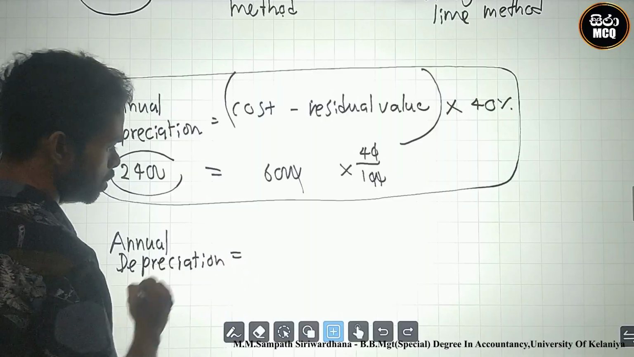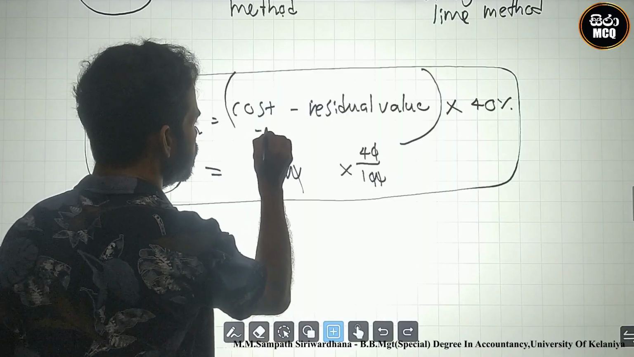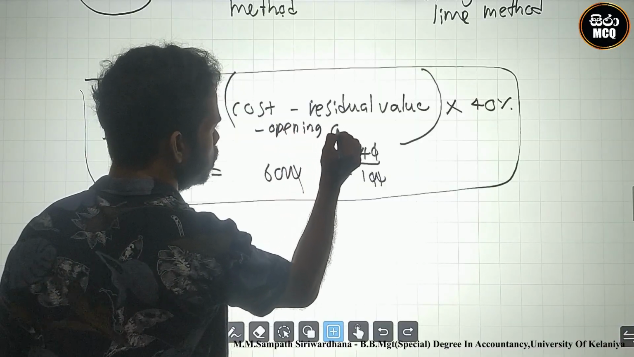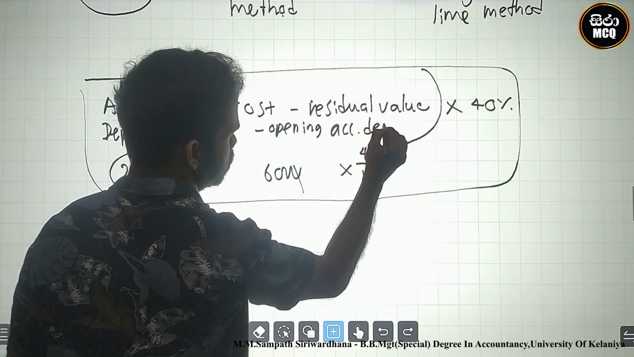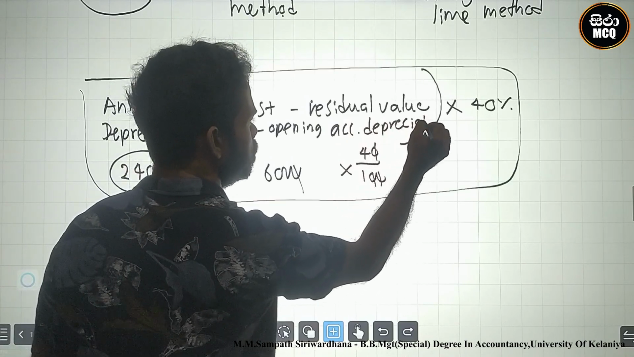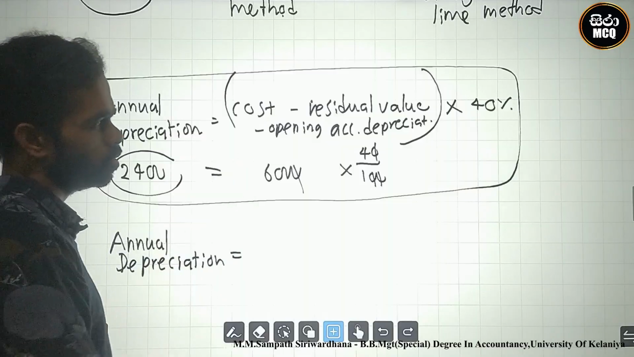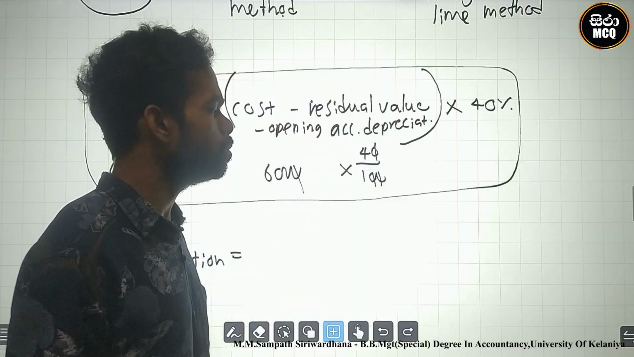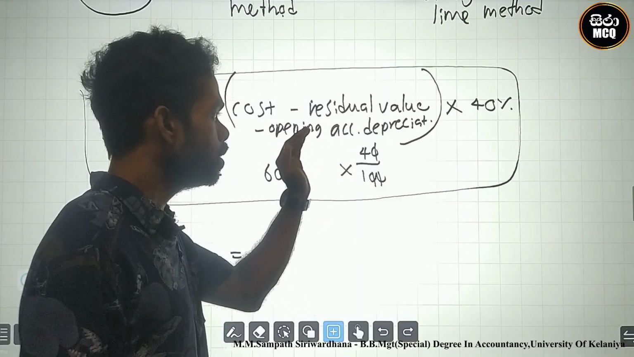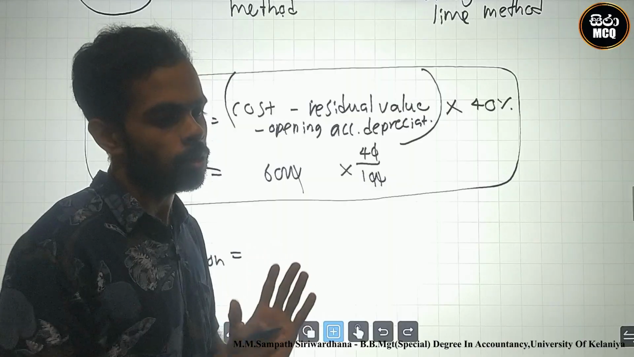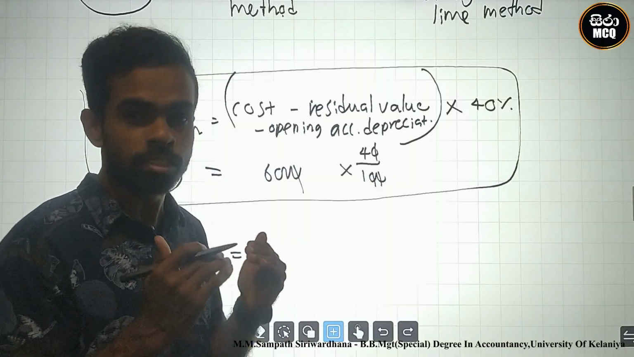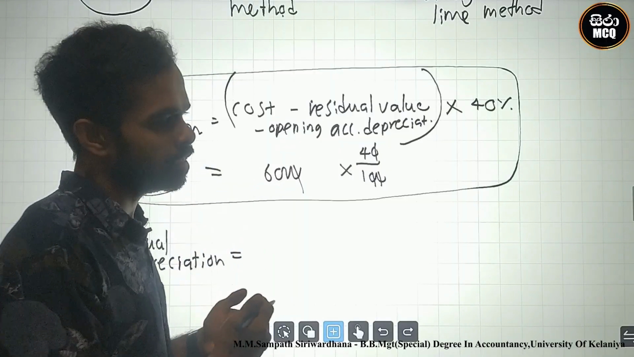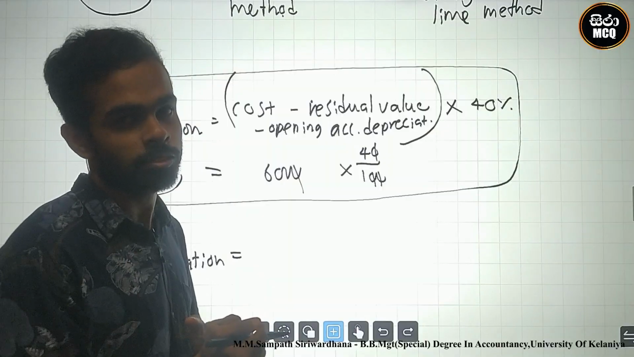Look here, this is minus opening cumulated depreciation. Next, in the first year there's a cost of 6,000 and no residual value. After that we minus opening cumulated depreciation. There is no opening cumulated depreciation as it's the first year. Okay, that's the first year depreciation. Now the second year, there is an opening cumulated depreciation.